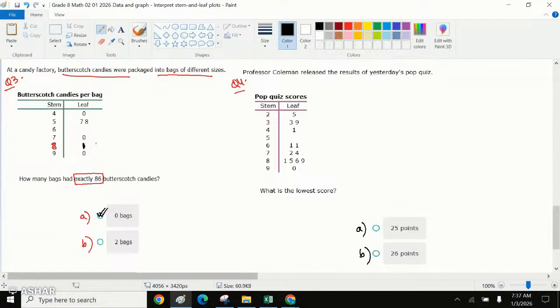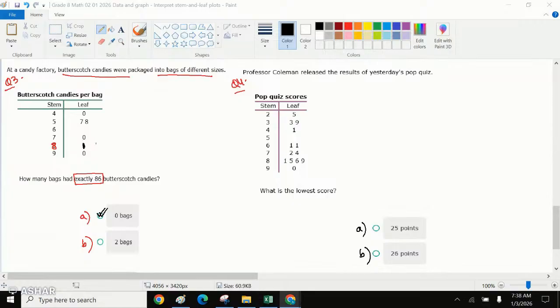The stem has the numbers 2, 3, 4, 5, 6, 7, 8, and 9. That means we have the scores from the minimum. Oh, I cannot give the answer. I just read the question. So they are asking what is the lowest score. Lowest score, I was about to give the answer. It's very easy. Stem, look at the stem.